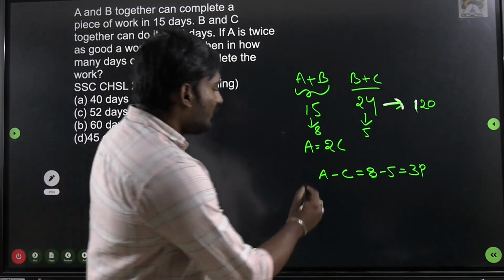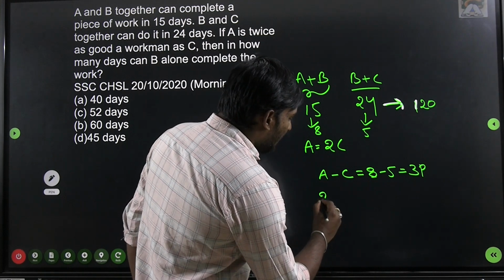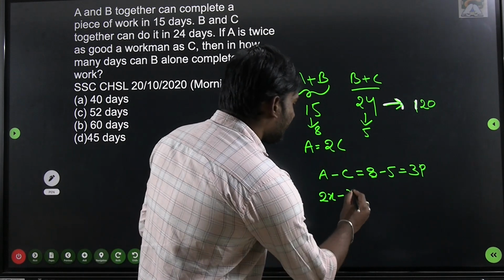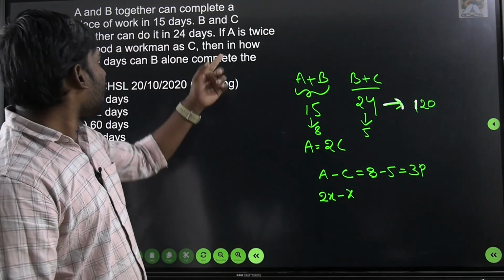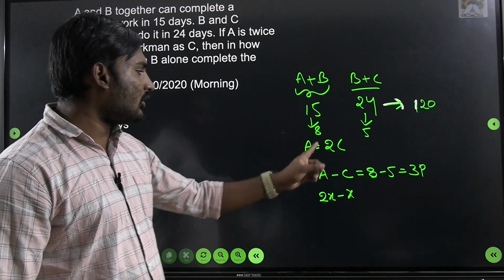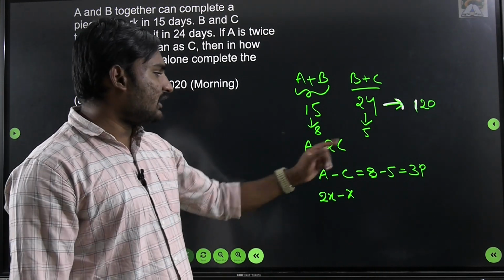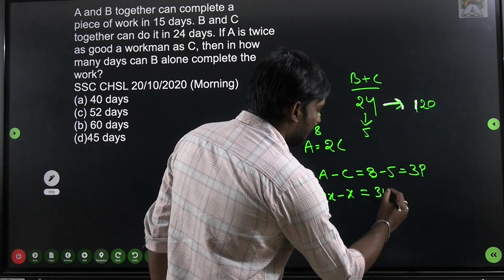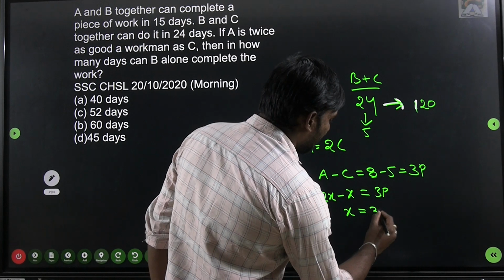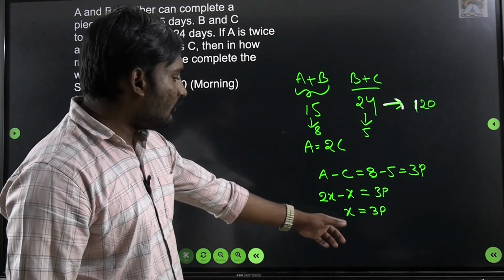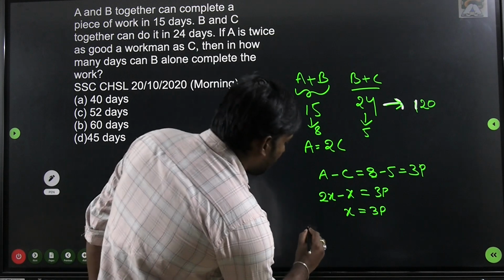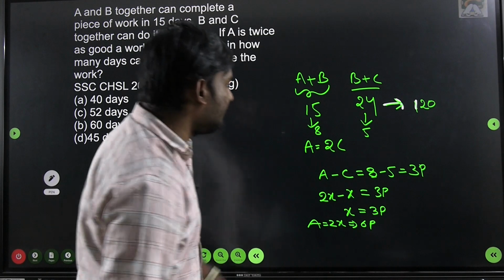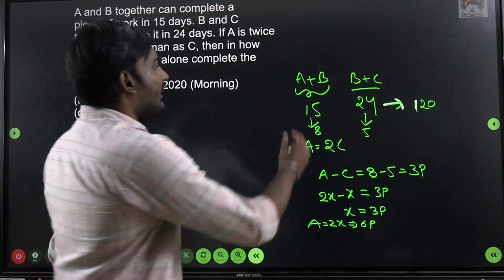Here we assume A as 2x work is done, because I assumed C as x. The twice work is done by A, so A is 2x. If I assume C as x, 2x minus x is 3 parts, then x is 3 parts. Here we get A is equal to 2x. So A will do 6 parts daily.